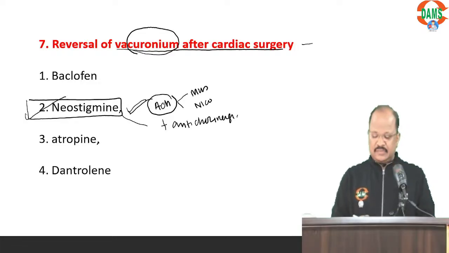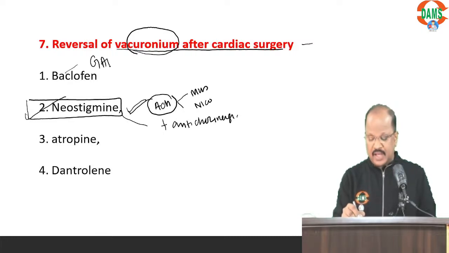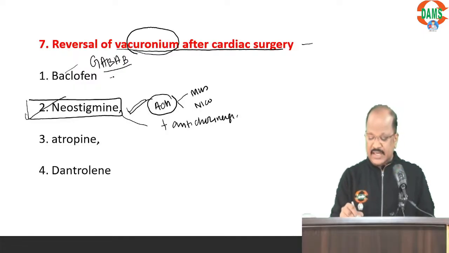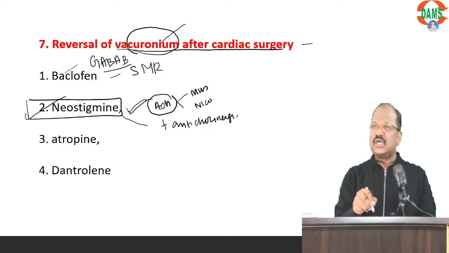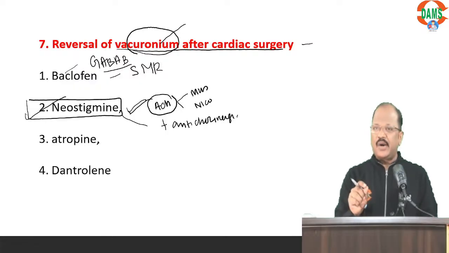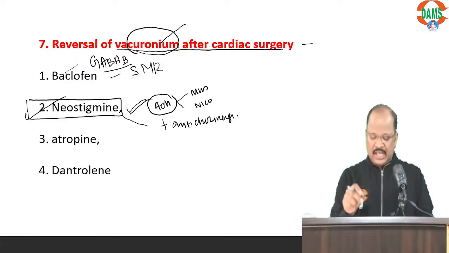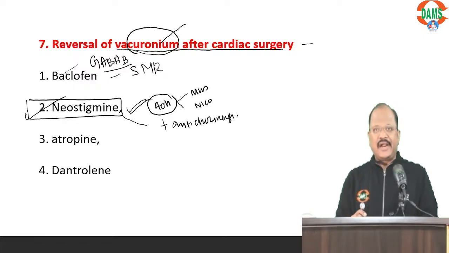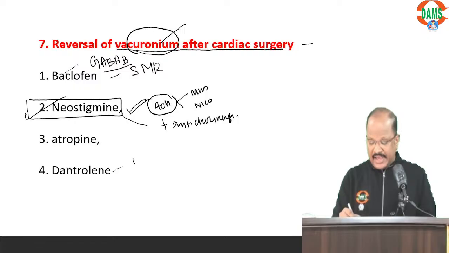Whereas baclofen, baclofen a GABA B agonist. It is a centrally acting SMR. It's a skeletal muscle relaxant. Already muscle relaxant. How can you use this? So not useful. It is mainly useful for muscle spasm or controlling craving of alcoholism, like that. Baclofen useful for hiccup. And coming to dantrolene, dantrolene a directly acting.